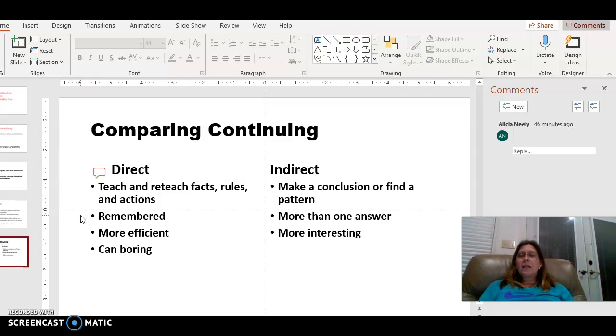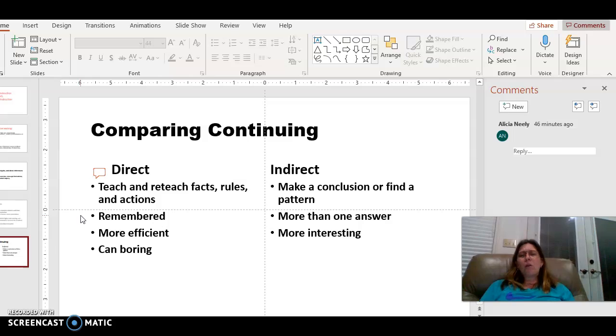Remembering things. If it's lots of things that they have to remember, direct learning would probably be better. Direct instruction would probably help the students learn it best. Now, if it was just on the indirect, if they had just one answer, they could probably get it with just the indirect approach.